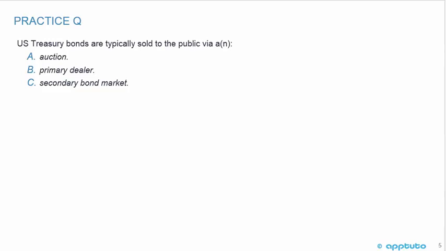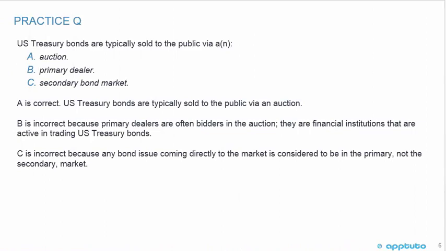A quick practice question to check our understanding. U.S. Treasury bonds are typically sold to the public via A, auction, B, primary dealer, or C, secondary bond market. Okay, A is correct. U.S. Treasury bonds are typically sold to the public via an auction. B is incorrect because primary dealers are often bidders in the auction. They are financial institutions that are active in trading U.S. Treasury bonds. And C is incorrect because any bond issue coming directly to the market is considered to be in the primary, not the secondary bond market.